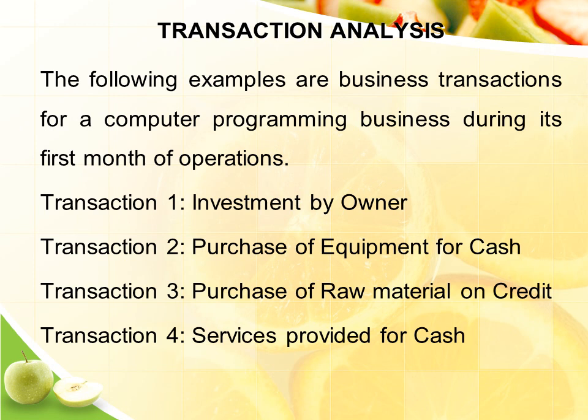Here, the following examples are business transactions for a computer programming business during its first month of operations. We have 4 transactions. The first, investment by owner. Second, purchase of equipment for cash. The third, purchase of raw material on credit. And the last transaction, services provided for cash.